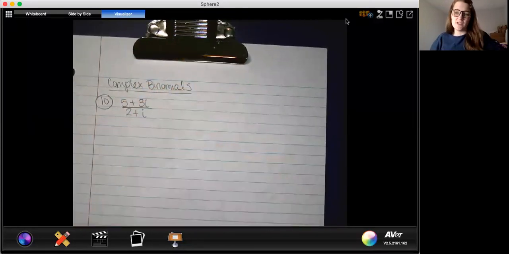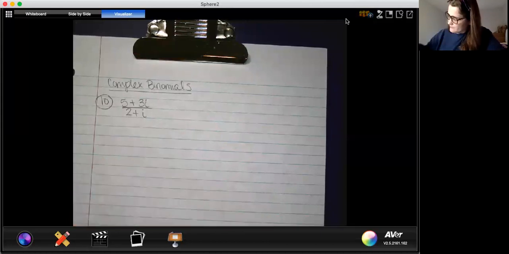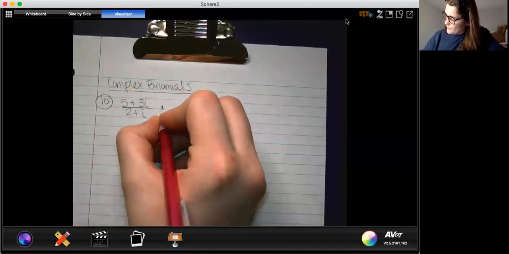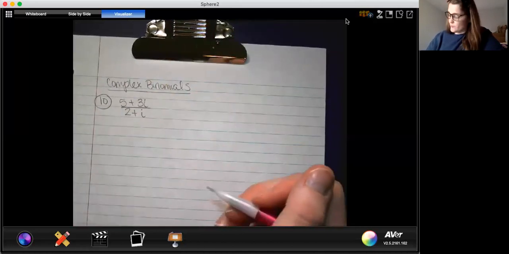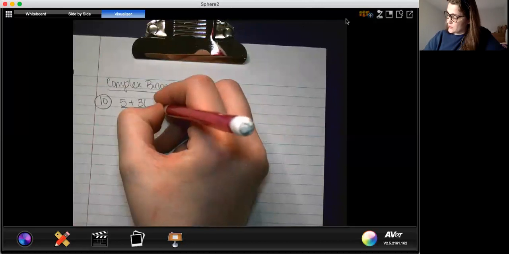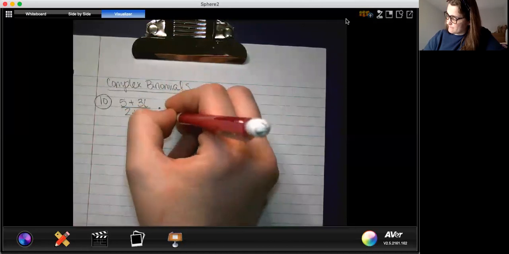So this is actually just a combination of the two skills we've just been learning. You have imaginary, and you also have the binomial. That's why it's complex, because it's not just imaginary, it does have the rational number with it. So when we want to rationalize, we're going to multiply by the conjugate. So the conjugate would be 2 minus i.